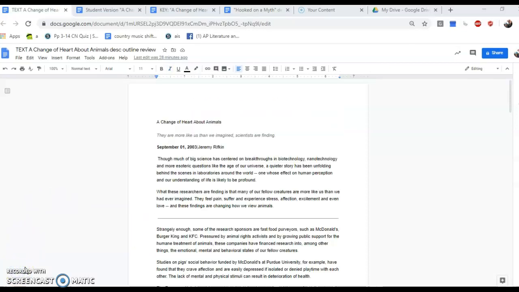Hello, today we're going to do a review of a change of heart about animals descriptive outlining. So you actually completed this lesson after doing an Edpuzzle a few activities ago, and so now I'd like to review it before asking you to complete another descriptive outline for Hooked on a Myth, the second text in this unit.